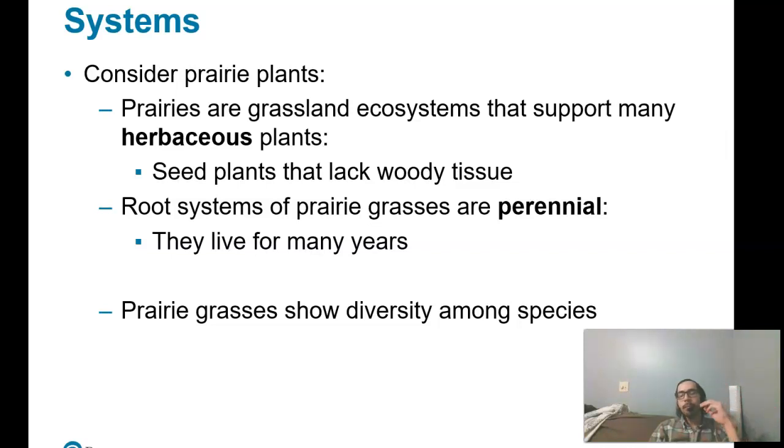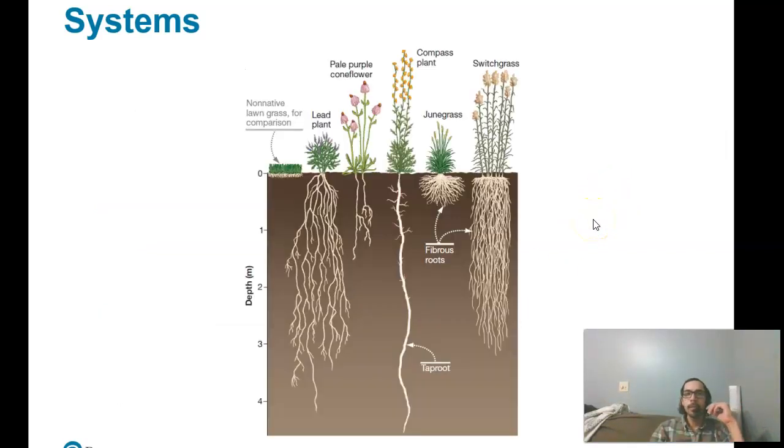So prairie grasses can show diversity among species. This is important because it allows different species to occupy the same area with less competition. Here you can see different types of herbaceous plants, and you can see the different types of roots would allow these plants to live adjacent to each other, right? Because they're using different resources.